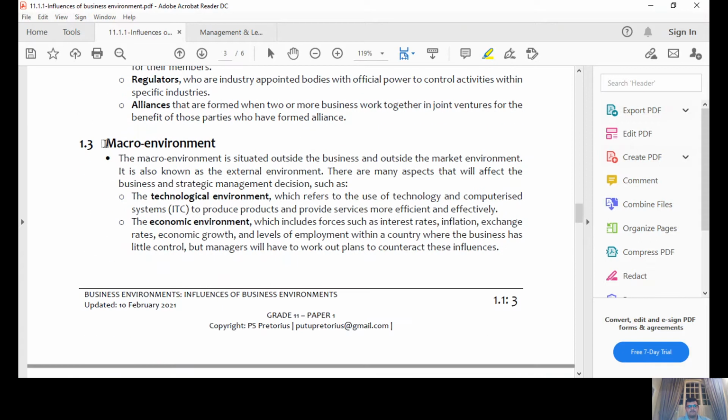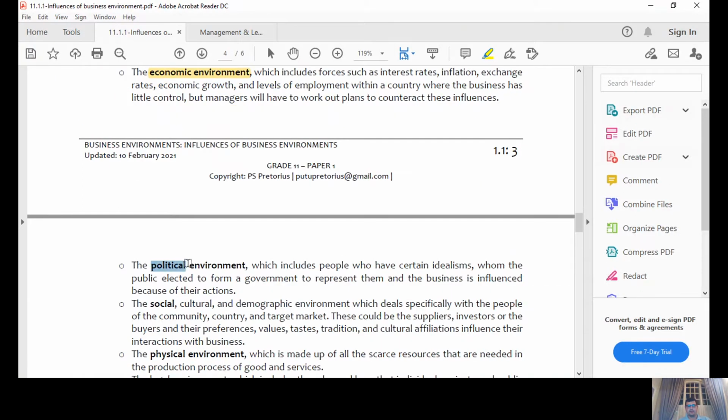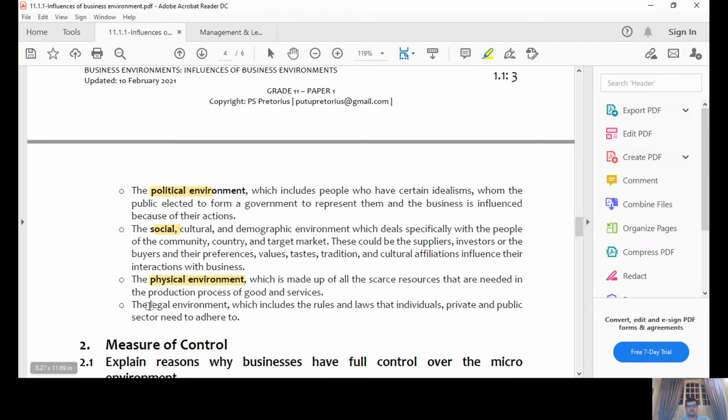Then the macro environment. We said that's the biggest environment, or the environment the furthest from the business itself. It's all about the technological environment, the economic environment, the political environment, the social environment, the physical environment, and the legal environment. Now, those environments spell the acronym PESTEL, and we will learn about PESTEL in the coming months, and especially in preparation for matric.